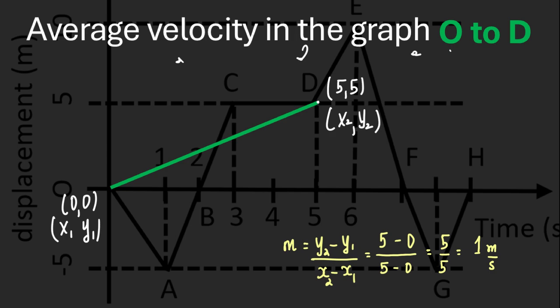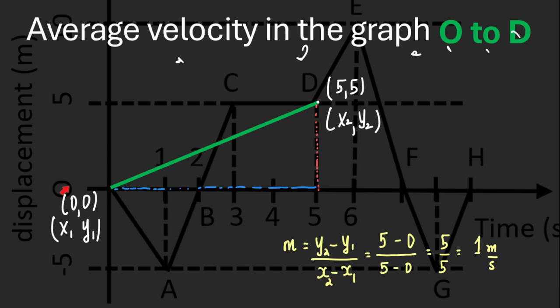So if you were to plot average velocity in the graph from O to D, right? O to D. What is average velocity? Change in y-axis by change in x-axis, right? So how do you plot the change in y-axis? This is the change in y-axis. What is change in x-axis? This much here is the change in x-axis, right? So we have y2 minus y1 by x2 minus x1.